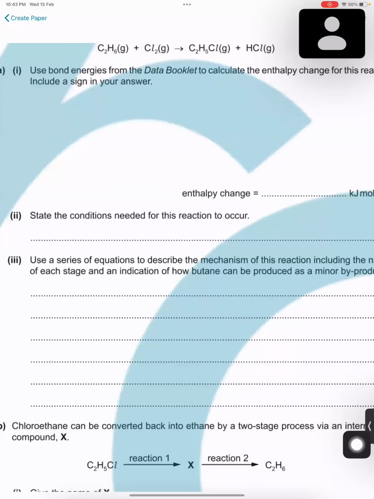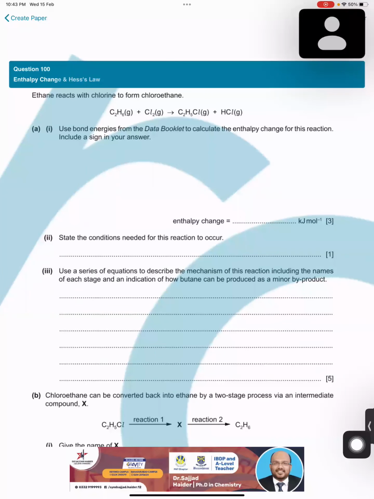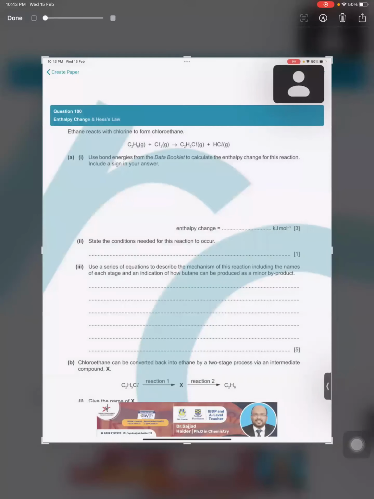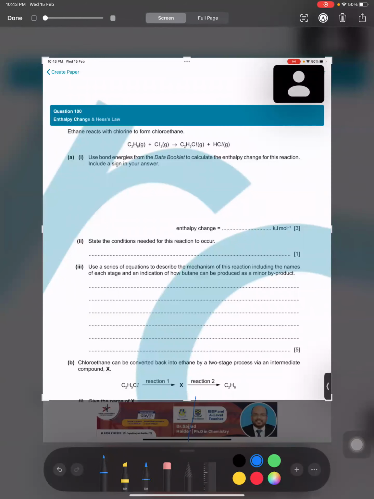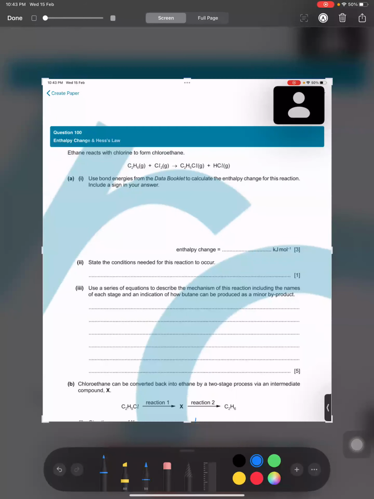अगर आपके पास एंथैल्पी चेंज का सवाल आए और आपने इन सबको यूज करना हो डेटा बुकलेट से, तो बड़ा मजे का सवाल होता है ये. मेरे हिसाब से तो इसमें आपके फुल मार्क्स आने चाहिए. और let's see कि ये 3 मार्क्स हम कैसे गेन कर सकते हैं.